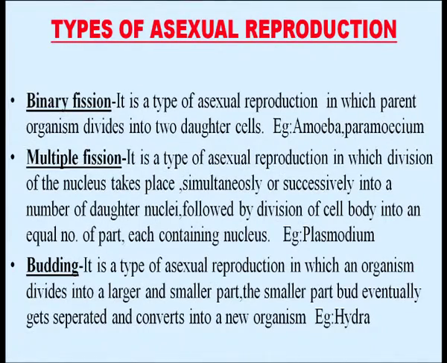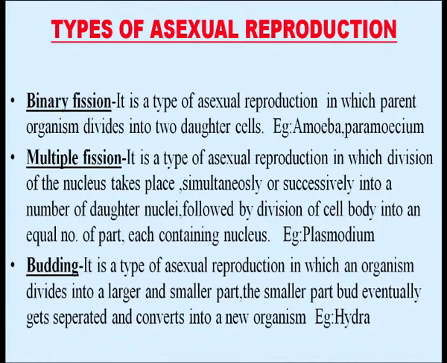Now, what are the types of asexual reproduction? First of all, binary fission. What do you mean by fission? Fission means breakage. Binary fission is a type of asexual reproduction in which the parent organism divides into two daughter cells. The examples of binary fission are amoeba and paramecium. Multiple fission is a type of asexual reproduction in which division of the nucleus takes place simultaneously or successively into a number of daughter nuclei, followed by division of the cell body into an equal number of parts, each containing a nucleus. An example of this is plasmodium, or it can be simplified like this: in multiple fission, a single organism divides into many organisms.